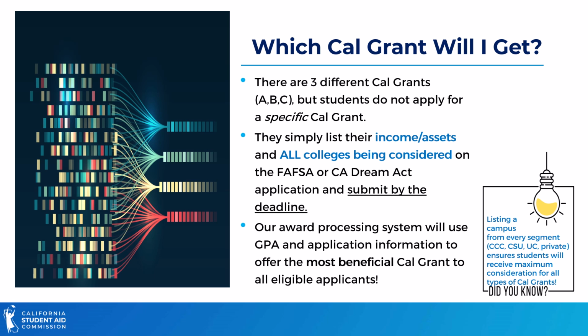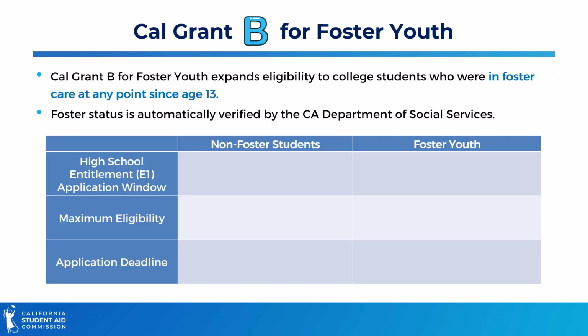So we highly recommend that you tell your students to list a college from those 4 different segments so they can compare the different financial aid offers from different schools. Next, let's talk about Cal Grant B for foster youth.